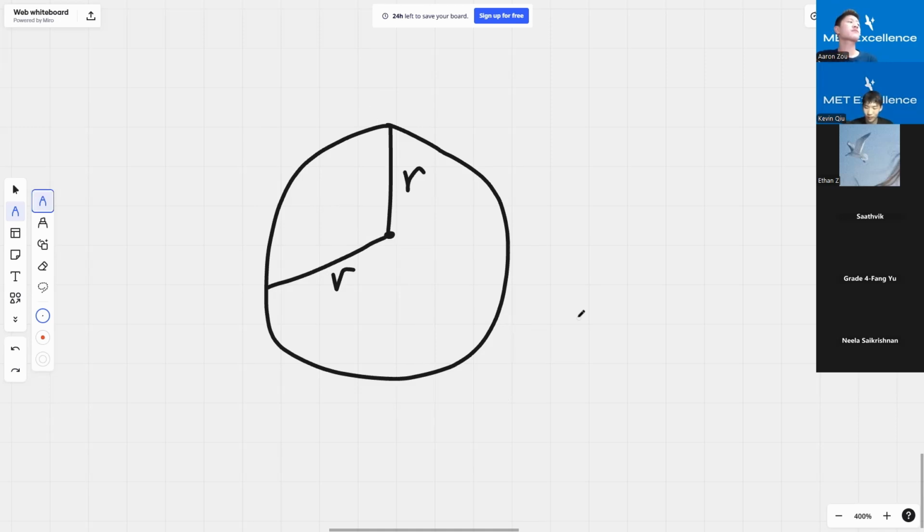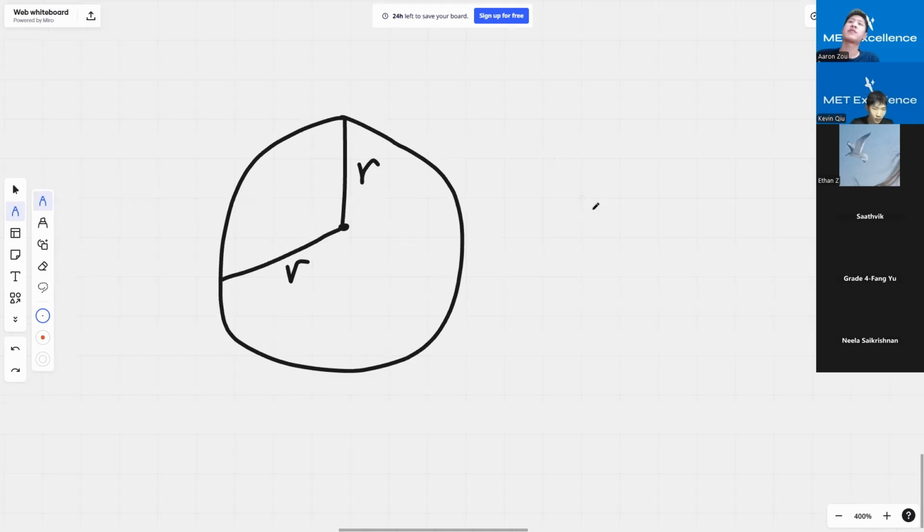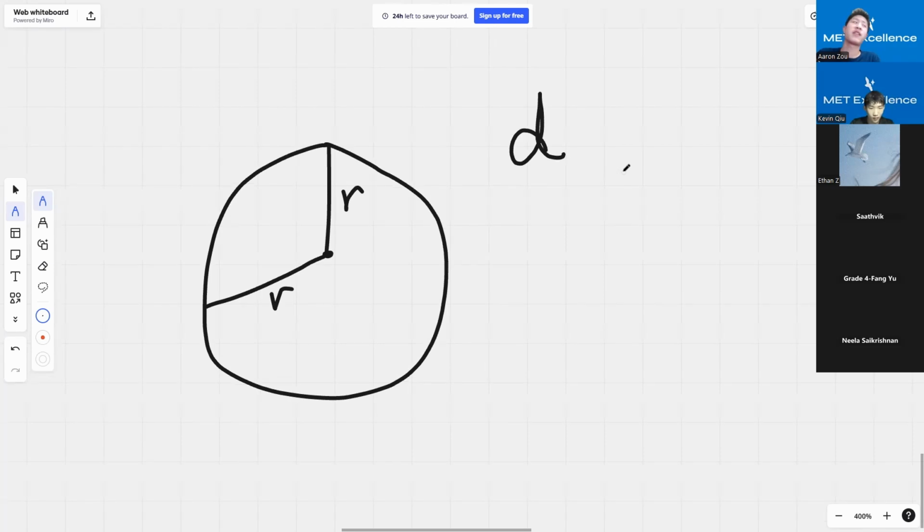Okay, so now we know the radius is the length from the center to the outside part, but what about the diameter? What is the diameter? Well, the diameter is defined to be 2 times the radius. And if you want to think of the diameter as a line, it's basically just any line that goes through the center of the circle.